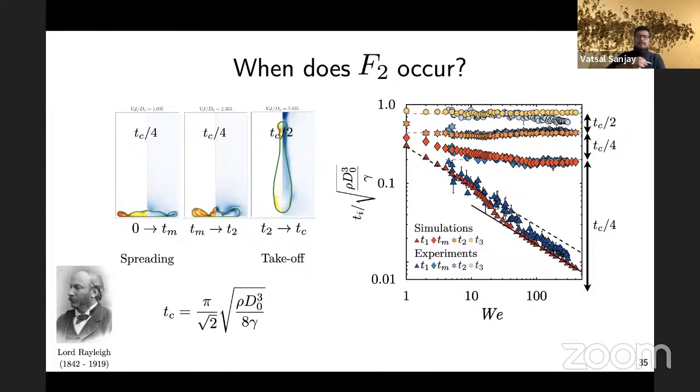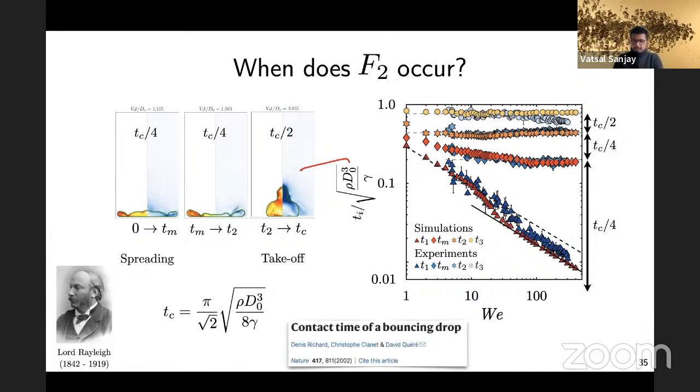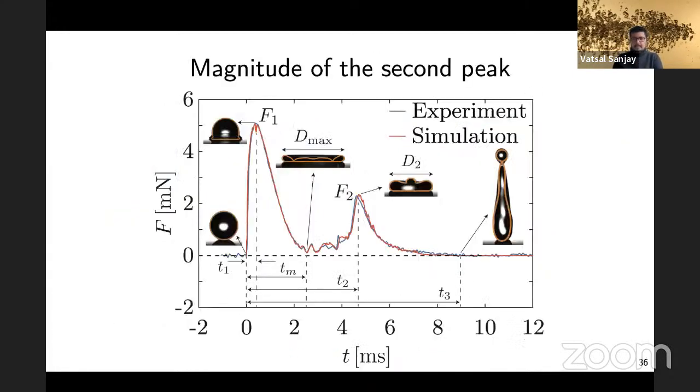And in fact, these droplets take off looking like a bowling pin. So if you ever go to a bowling alley and you play this game, you see that the bowling pin also looks very similar to the droplet that I'm showing over here, and that's how they take off. And all of this you can find in this very nice paper. So that was the answer to the question of when does this T2 occur? So that we know now.